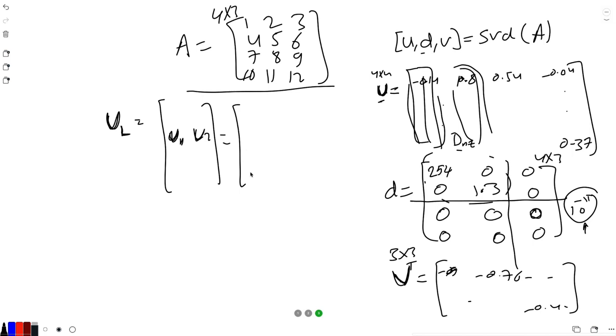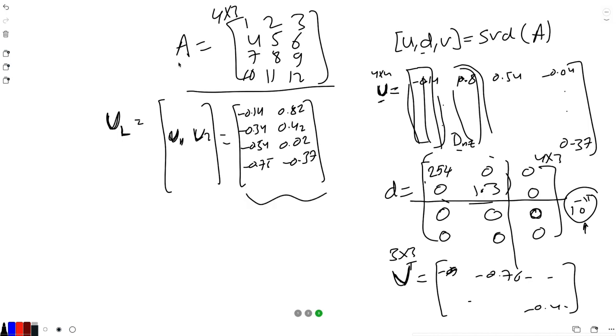So U1, if I just check it on Octave, is minus 0.14, minus 0.34, minus 0.54, and minus 0.75. This is the first eigenvector, and the second eigenvector is 0.82, 0.42, 0.02, and minus 0.37. This is the column space of matrix A. And of course in this V, the first two will be the row space.